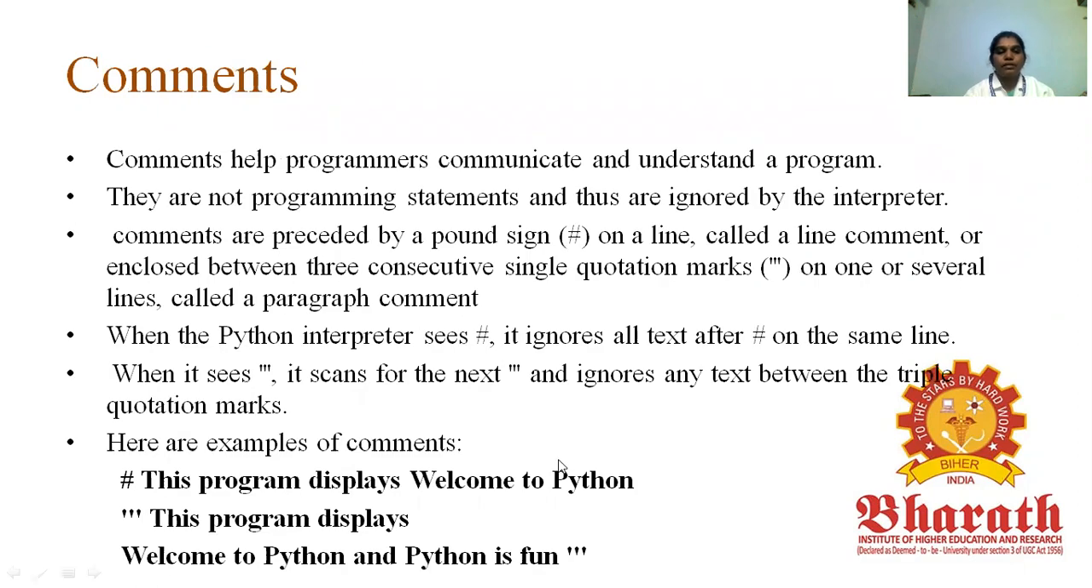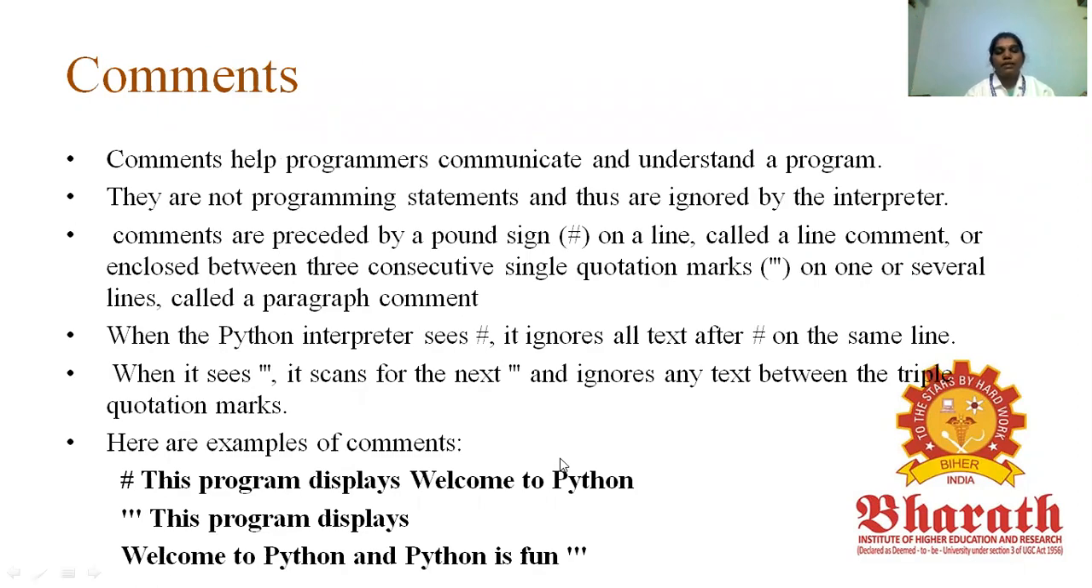See, the hash symbol indicates a comment line. The file contains only two lines: one is print welcome to Python, another one is print Python is fun. When you execute it, the print function displays welcome to Python and Python is fun. Look at the screen output. Here we have the output: welcome to Python and Python is fun.